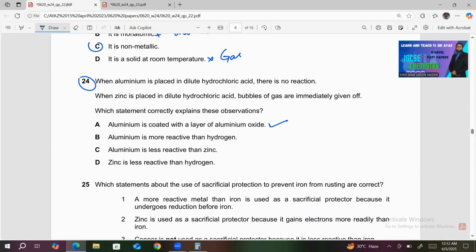B, aluminum is more reactive than hydrogen. This statement is correct, but the observations have nothing to do with it. If aluminum is more reactive than hydrogen, it should react, but they are saying there's no reaction, so this is incorrect. C, aluminum is less reactive than zinc. This is incorrect. Aluminum is more reactive than zinc. D, zinc is less reactive than hydrogen. This is also incorrect because zinc is more reactive than hydrogen. So A must be the right answer in this case.